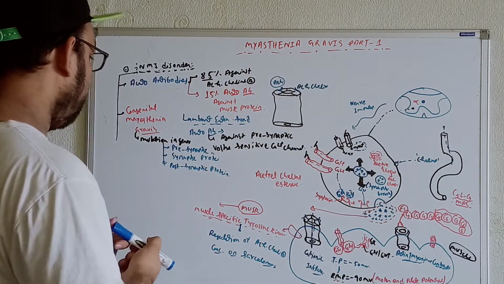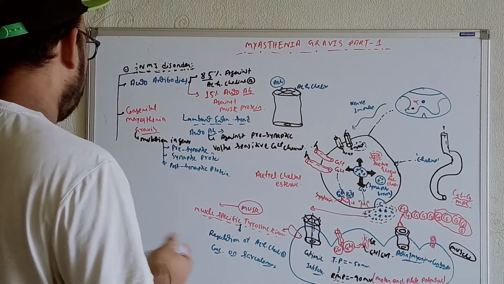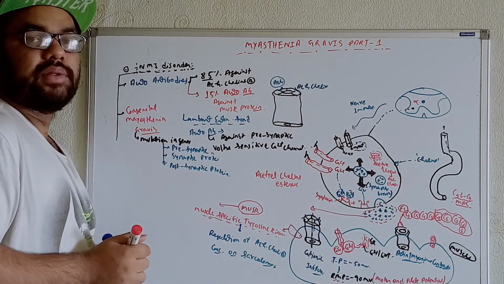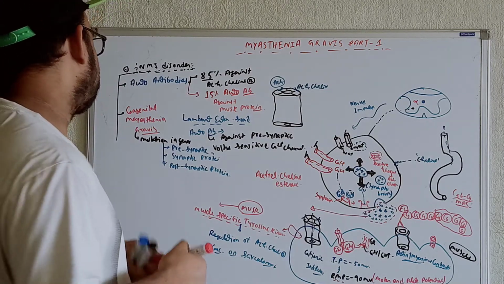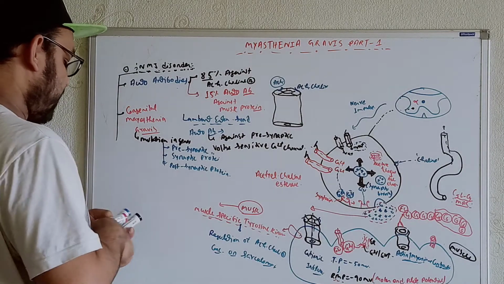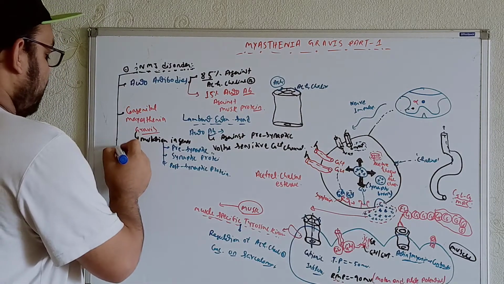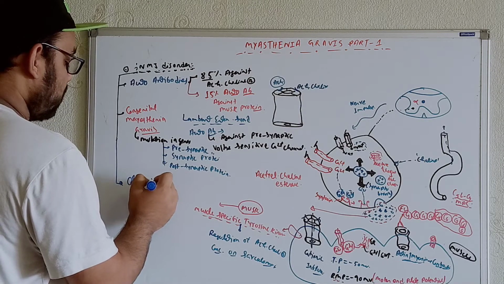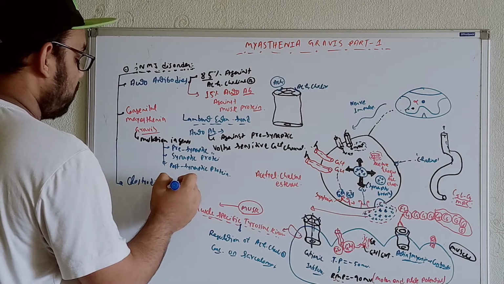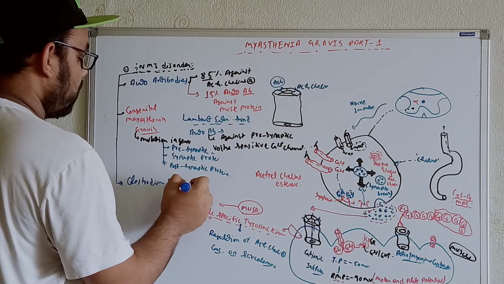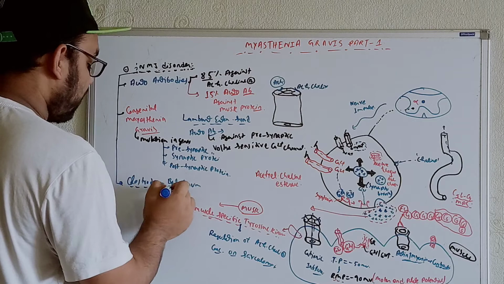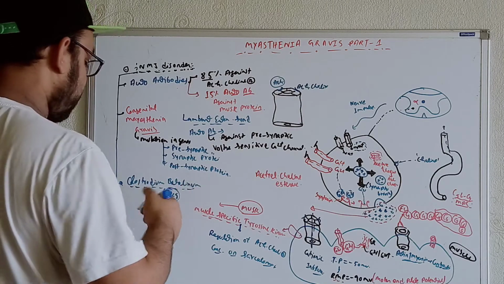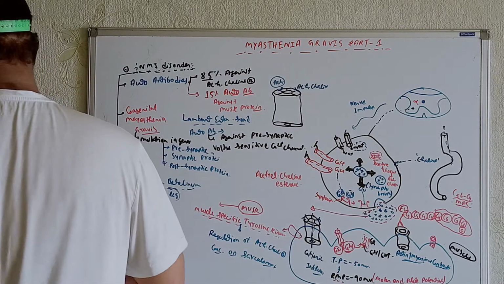Now, so these are the things. There are also different kinds of toxins that can produce myasthenia gravis. Especially we have to mention Clostridium botulinum. One microgram of this toxin is enough to produce this type of effect.